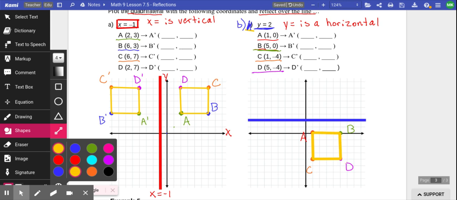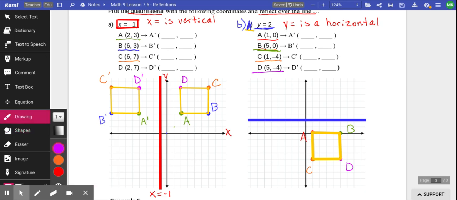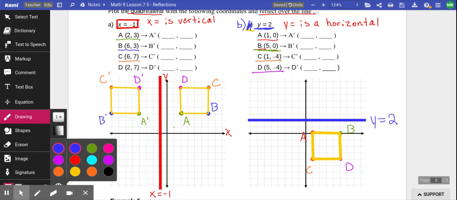We now want to reflect it to the other side of that blue line that we created. That blue line, just as a reminder, is y equals 2. So we're going to reflect it to the other side of that. To do that, I'm going to reflect every one of the points. So A is 2 away. A prime should now be 2 away. B was 2 away. B prime should now be 2 away, but above.